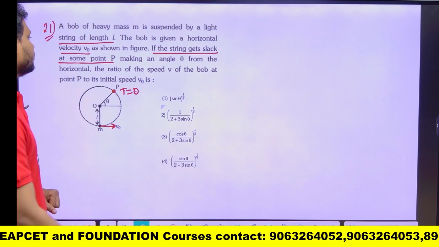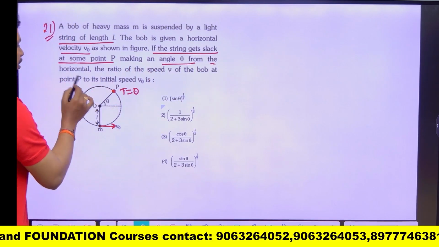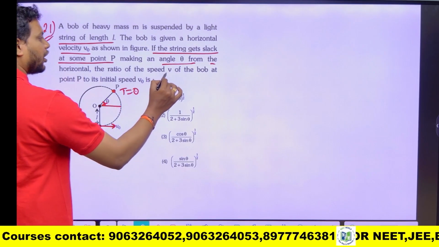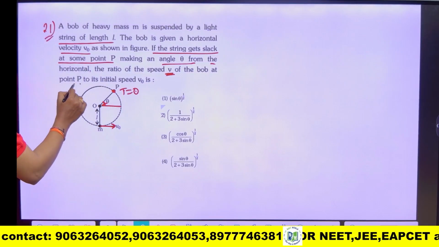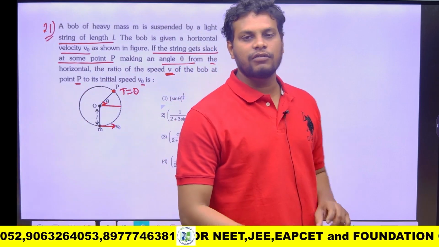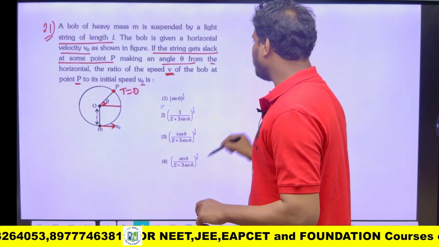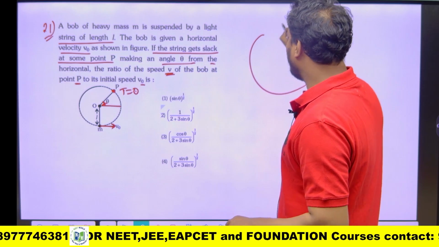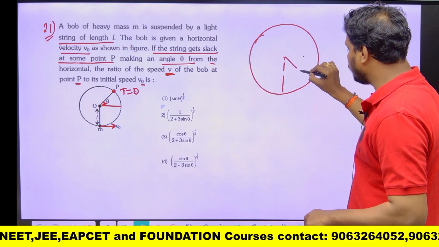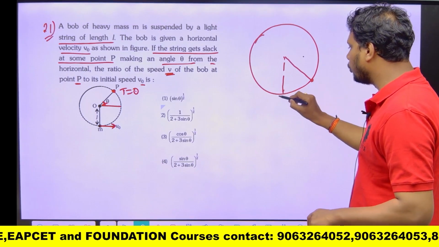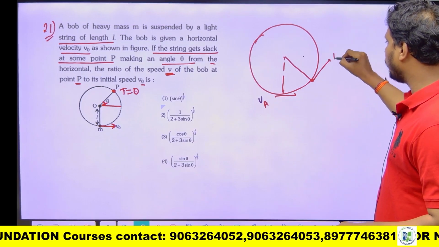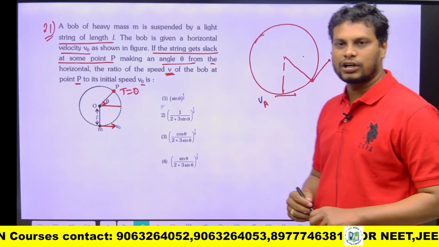Then they are asking, making an angle theta from the horizontal, the ratio of the speed V of the bob at point P to the initial speed. This concept comes under vertical circular motion. If you remember the shortcut formula for the velocity of the particle at any point, suppose I take this initial velocity as VA and the velocity at this point as VP, then we have one shortcut formula.